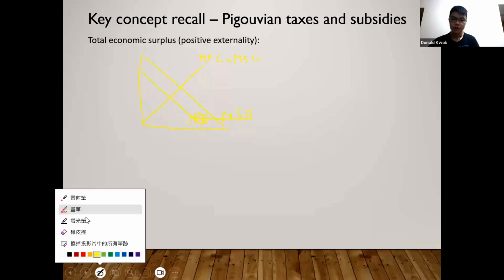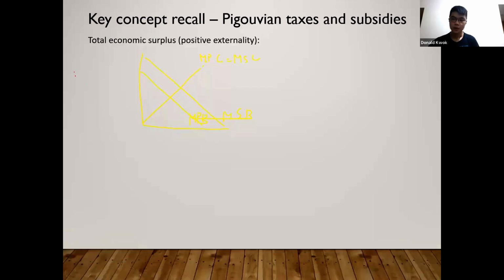Okay, so let's analyze the areas one by one under the case where there's no regulation yet. To start with, let's find out the market quantity and efficient quantity first. So the market quantity is the intersection between the two private curves, while the efficient quantity is the intersection between the two social curves. As you can see, there's underproduction in the market.